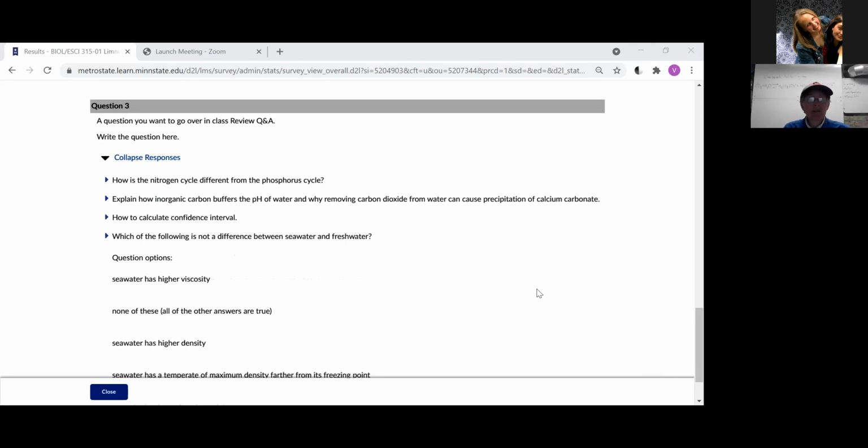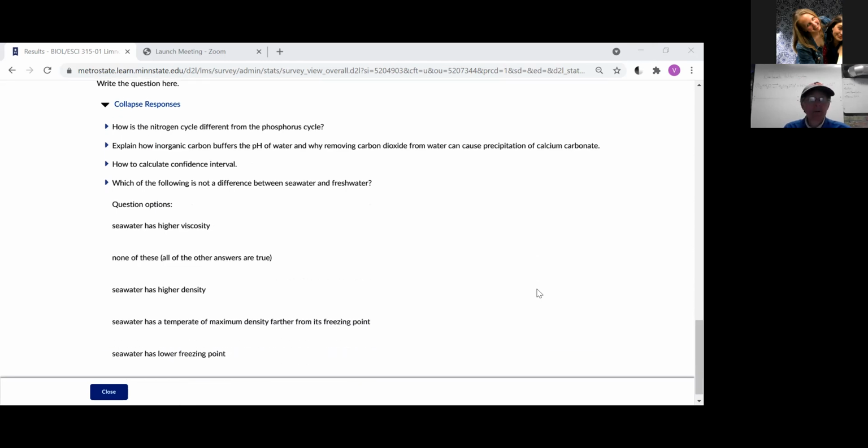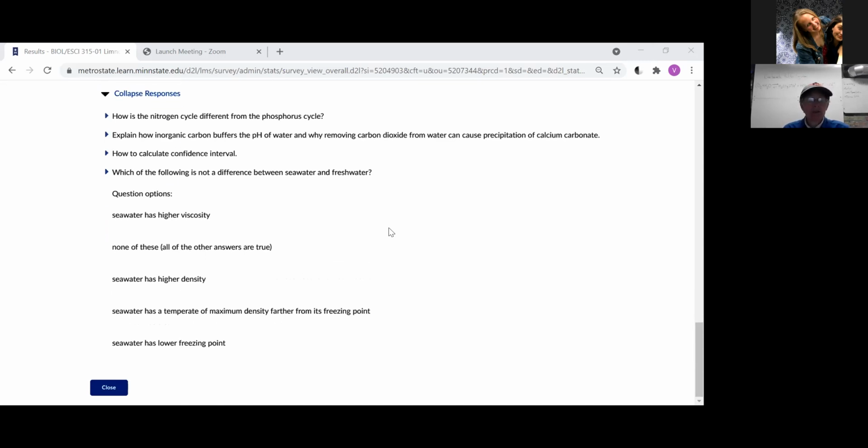Which of the following is not a difference between seawater and freshwater? Let's see. Seawater higher viscosity? Yes. Seawater higher density? Yes. Seawater has temperature of maximum density farther from its freezing point? Incorrect. Seawater has lower freezing point. Correct. Therefore, this one is not true.